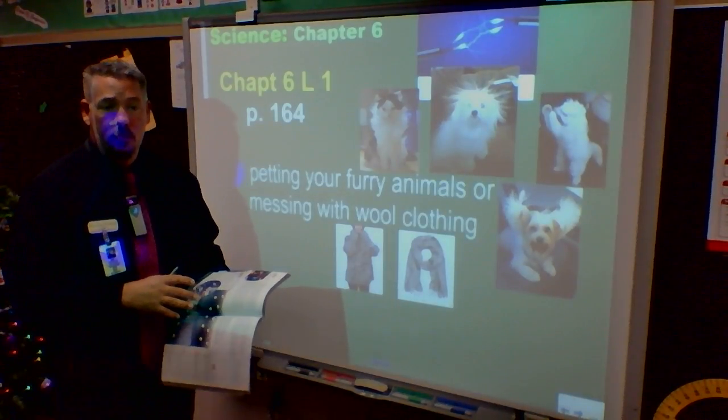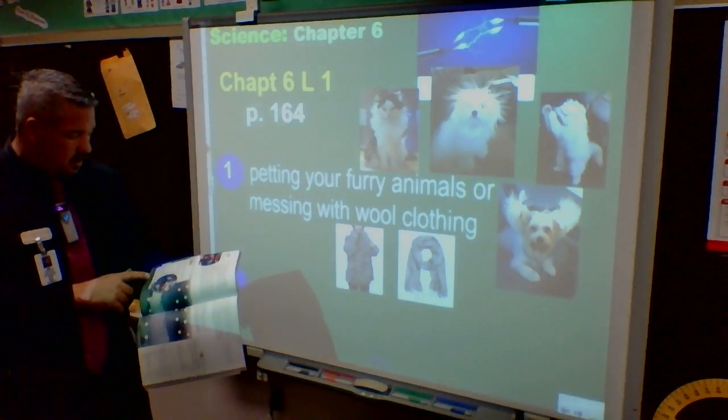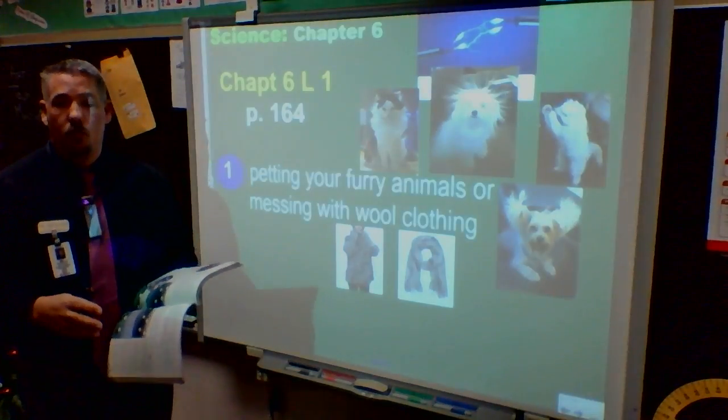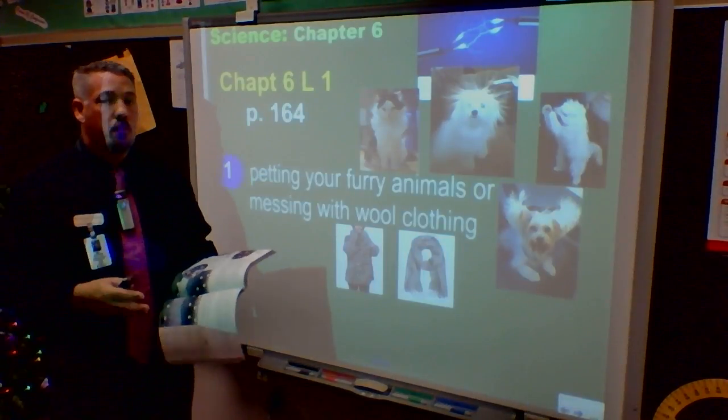The second thing it says, what should the conditions of the room be like that you're working in with a computer? And that's where you don't want it to be super dry.